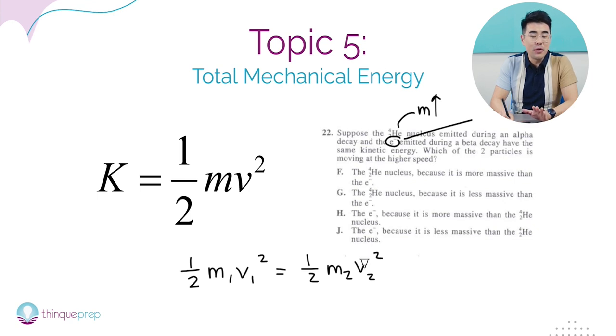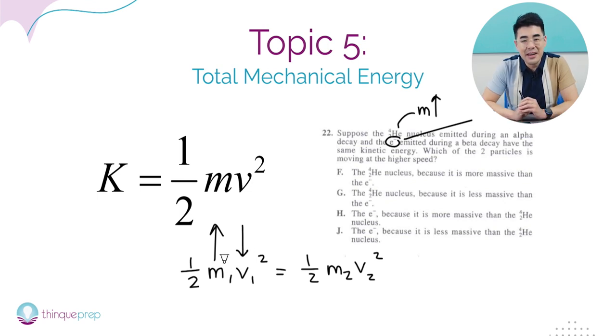If both of these equations are equal and the helium atom has the higher mass, then what does its speed need to do to maintain the equality? This needs to go down. So if the kinetic energy is the same, mass and velocity are inversely proportional.